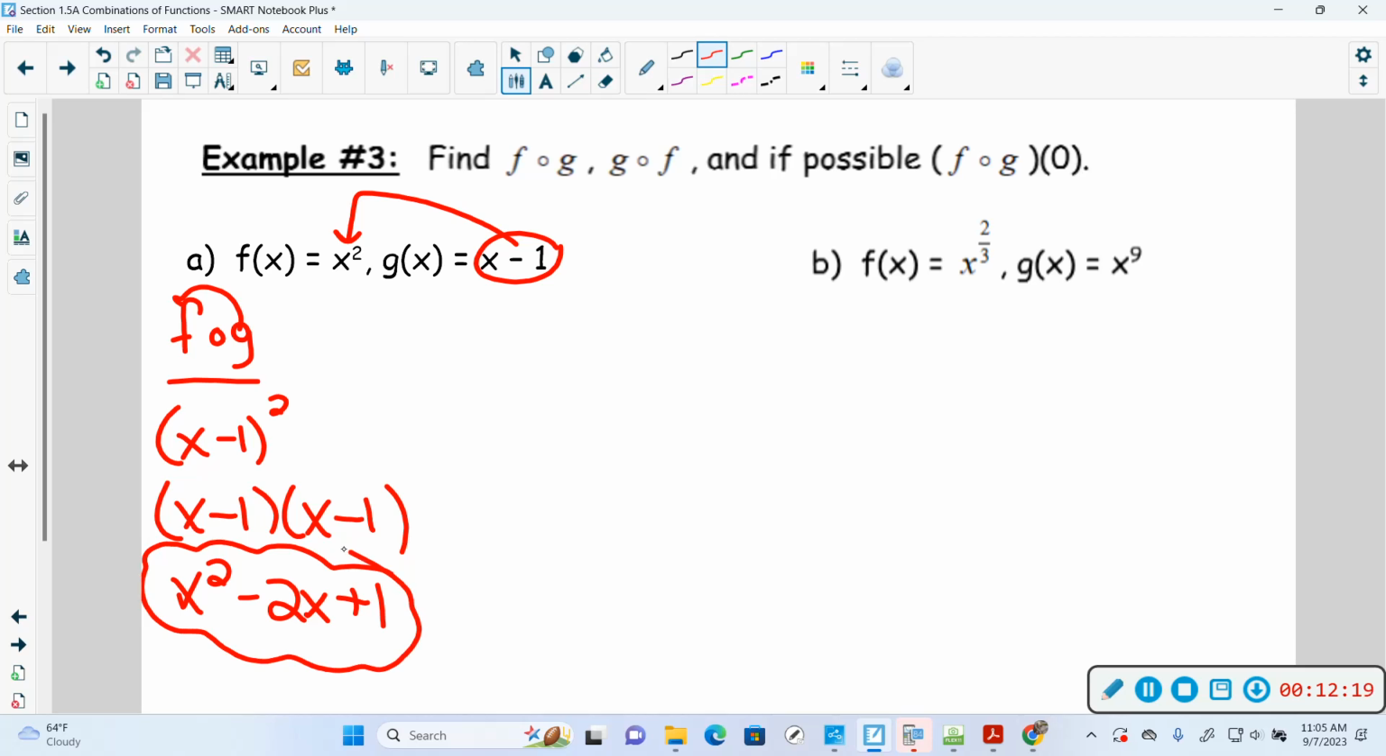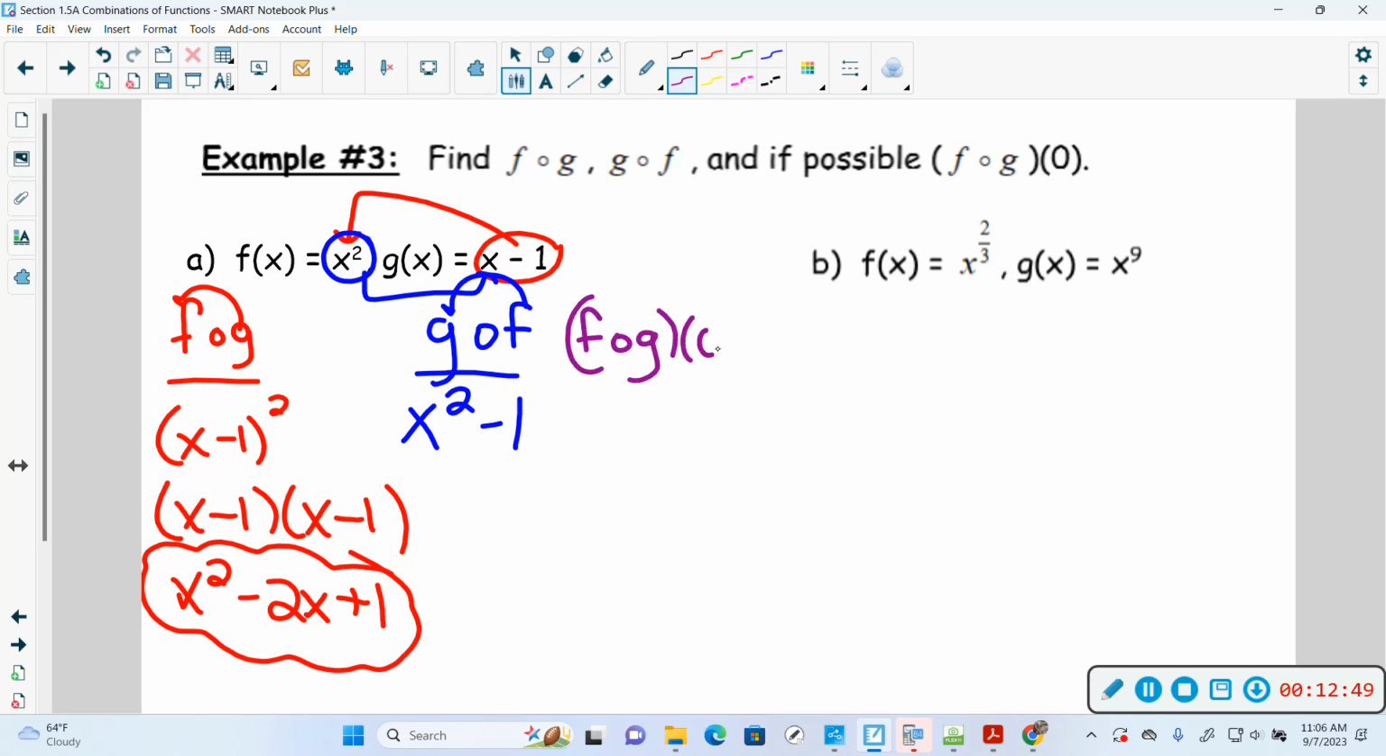Okay. Now we're going to do the opposite direction, G of F. So remember, right to left. So F into G. F into G. Well, hey, I like this. We don't have to do a whole lot of work. I'm going to replace x with x squared, and I still have minus 1. Now, I mean, you could factor that if you want, but yeah, why even waste the time with that? Last thing, F of G is 0.